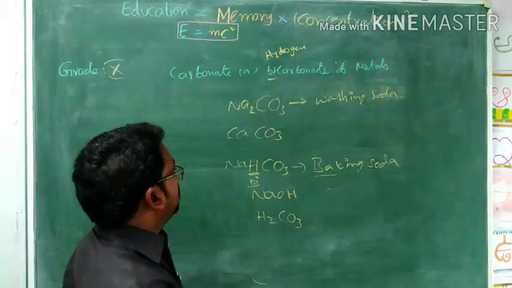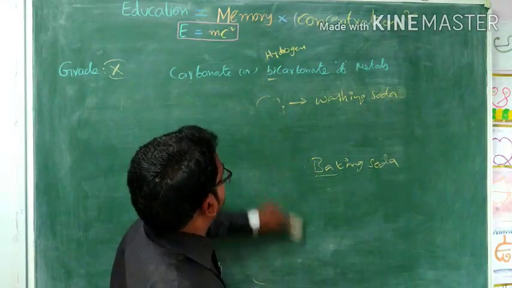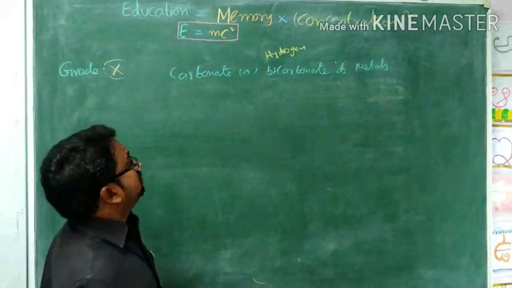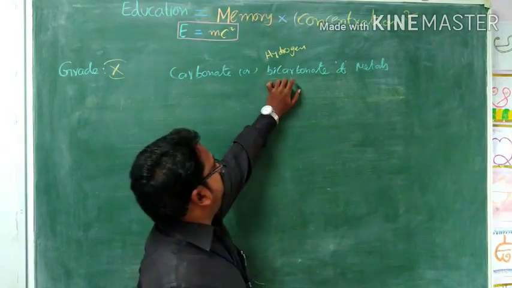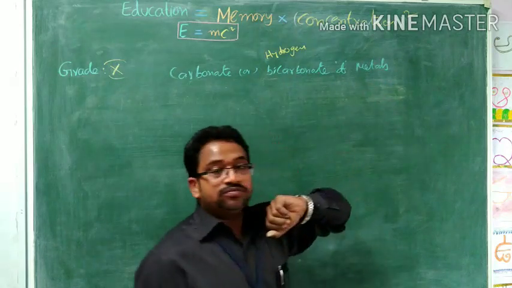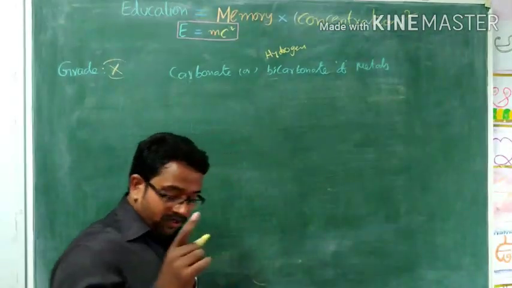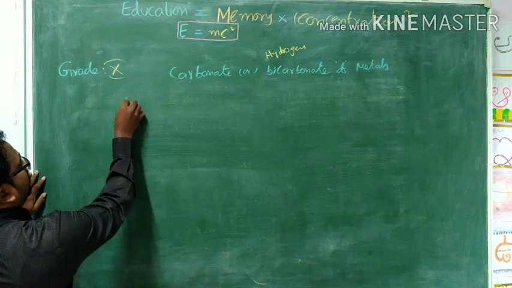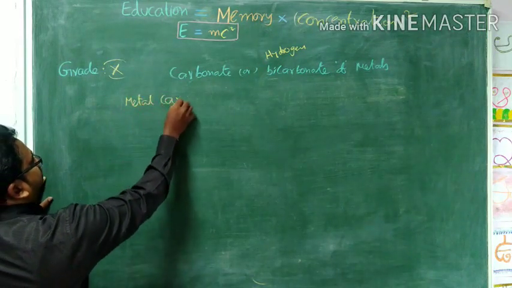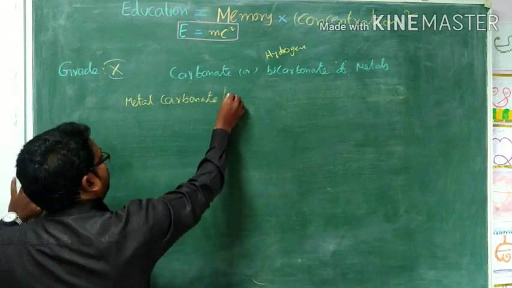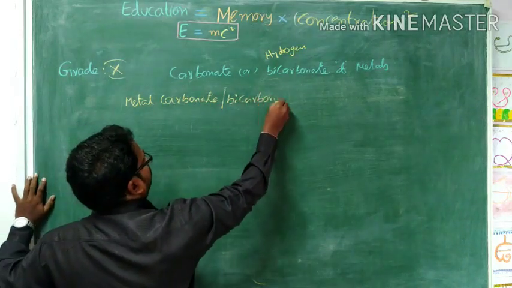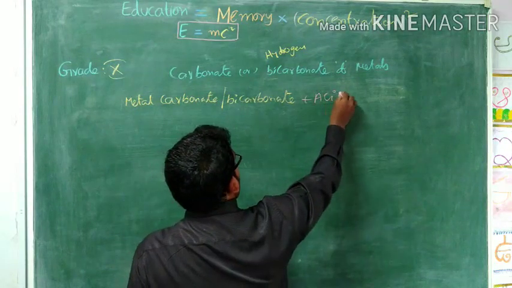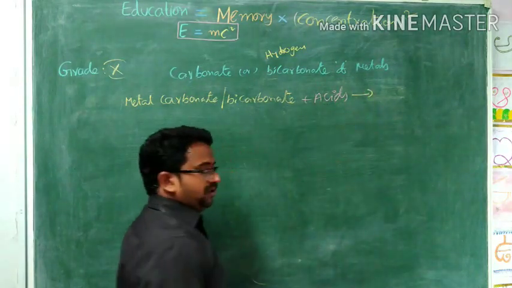Right? Okay. Now let us see what happens to these carbonates and bicarbonates in reaction with acids. So discussing the chemical properties of acids now. What happens when this carbonate or bicarbonate of metals reacts with acids? Children, remember the general equation is very crucial. That's about metal carbonate or bicarbonate. They react with whom? Acids. Then what happened? That is our requirement.